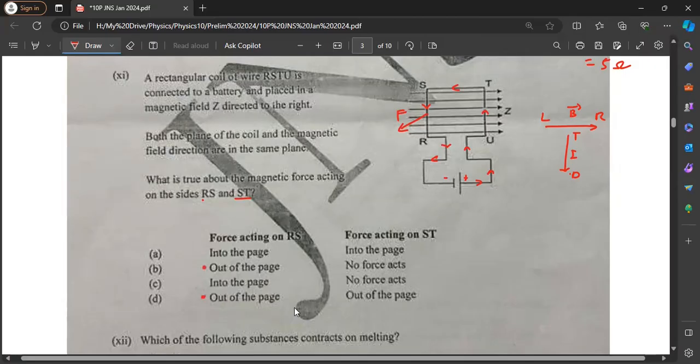Followed. Now, F is equal to B I L sine theta, where theta is the angle between the magnetic field and current. So when you talk about ST, the magnetic field is in this direction and the current is in the opposite direction. So the angle theta is 180 degrees. So sine of 180 is 0. And therefore, there is no force. So B is the answer. Okay. Any questions, anyone?